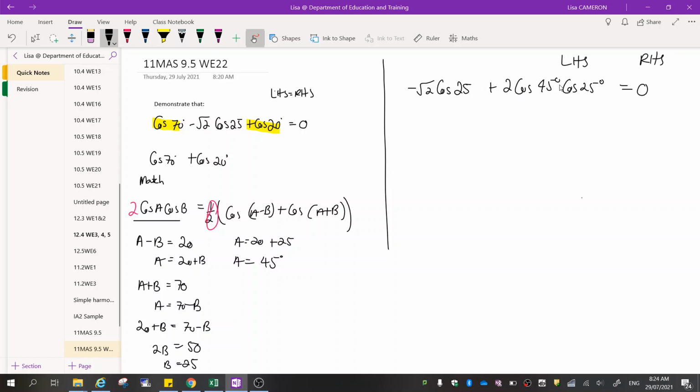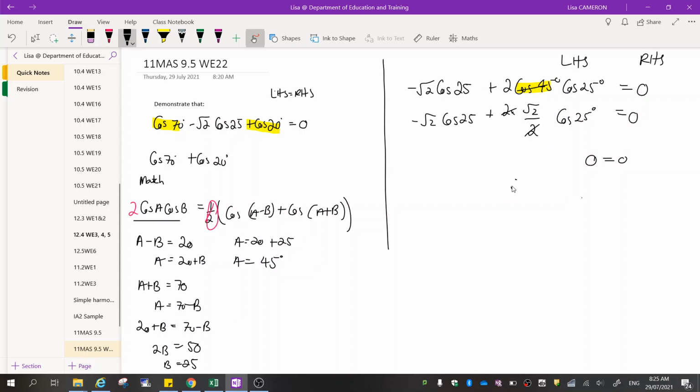Okay, so next thing I can do, I know that this is an exact value. This one right here, cos of 45 degrees is root 2 on 2. So that'll be 2 times root 2 on 2 cos 25 degrees. Plus, and I still haven't touched anything at the front here. Okay, so once I have done this, I can start cancelling. So they will cancel each other out, and then I've got the negative root 2 cos 25 plus root 2 cos 25. So these two things will cancel each other out, and I'll just be left with 0 is equal to 0.